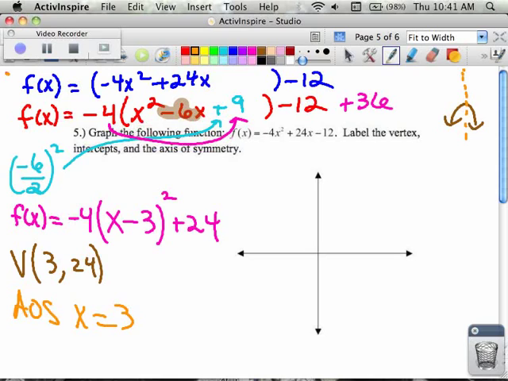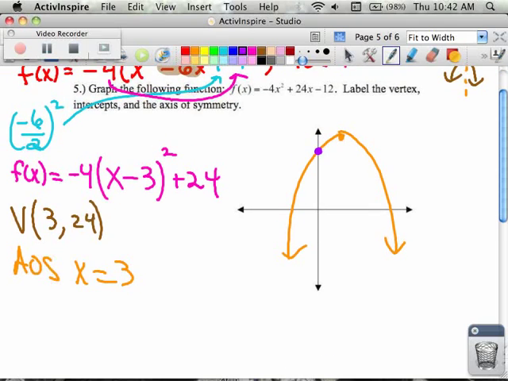So now I know my vertex is at (3, 24). It's somewhere over here. This thing is opening down. The sketch is horrible. And I need to find some things. Oh man, it looks like, first of all, that I am crossing the y-axis somewhere. That's called a y-intercept.